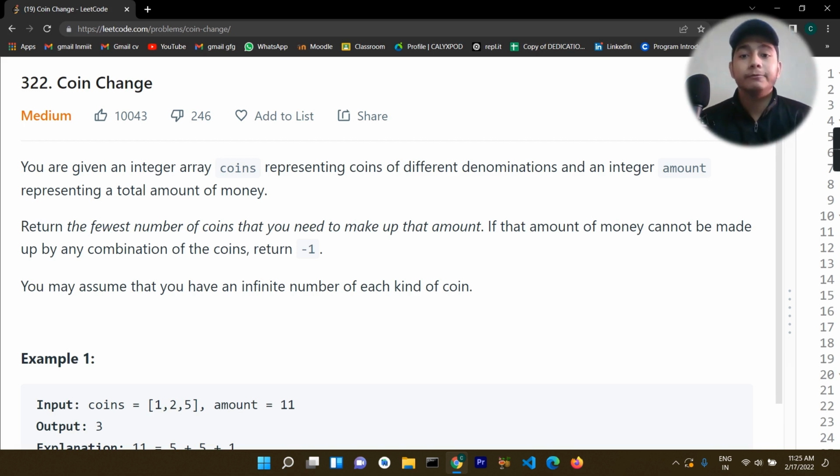Return the fewest number of coins that you need to make up that amount. If that amount of money cannot be made after trying all the combinations, then you have to return -1, right? You may assume that you have an infinite number of coins of each kind, right?